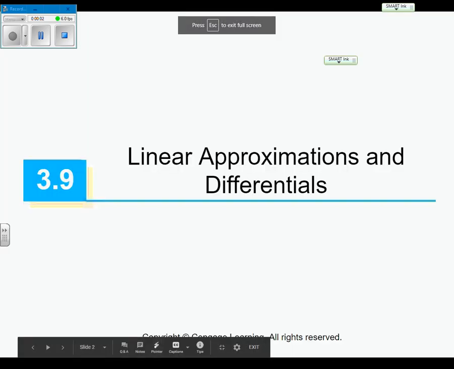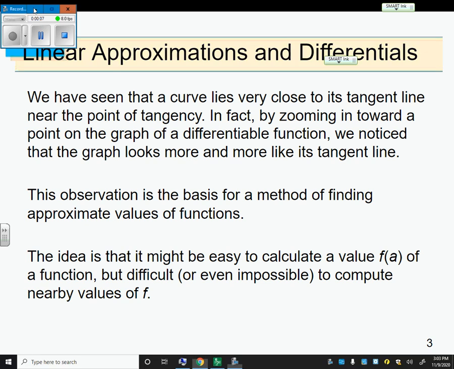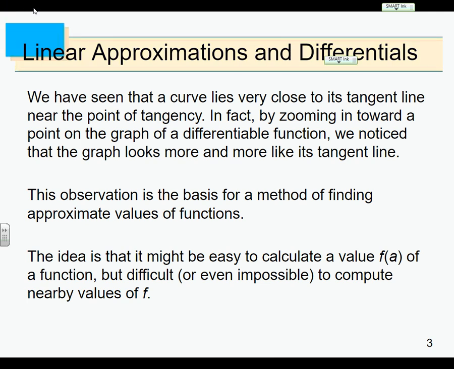All right, linear approximations and differentials. Okay, we're going to start off with linear approximations. Let's see if I can keep that off my screen from now on.